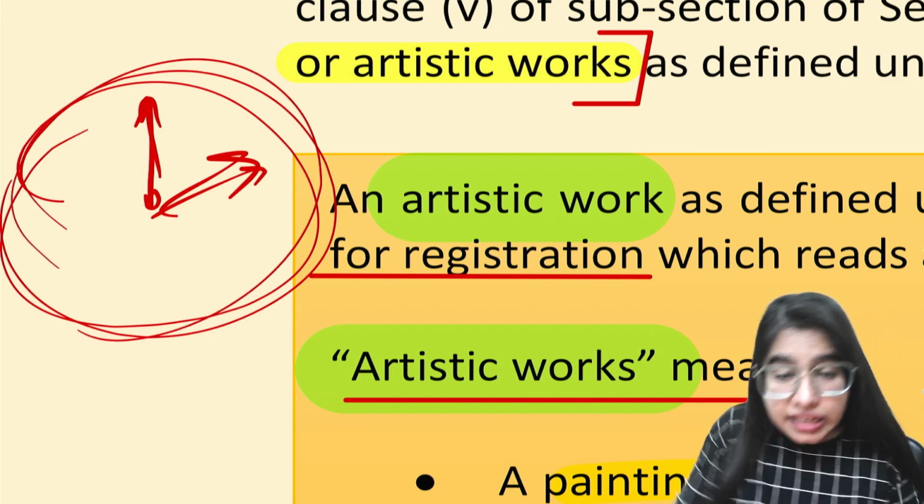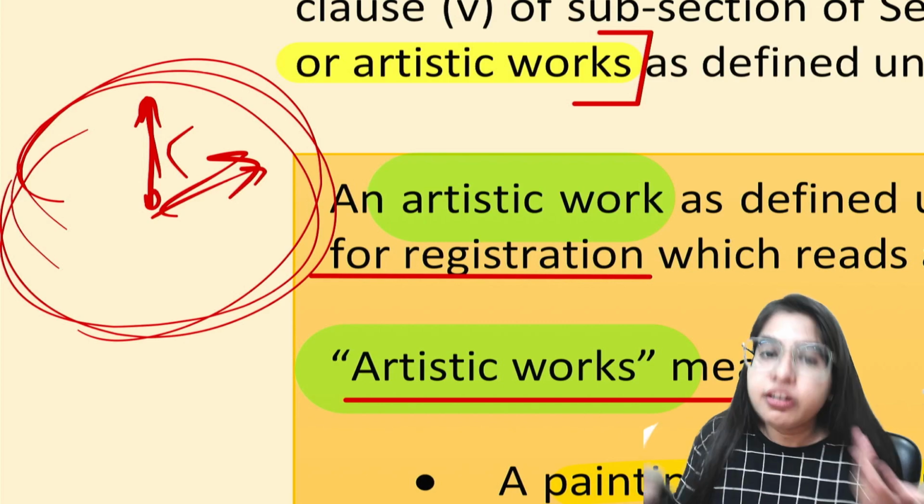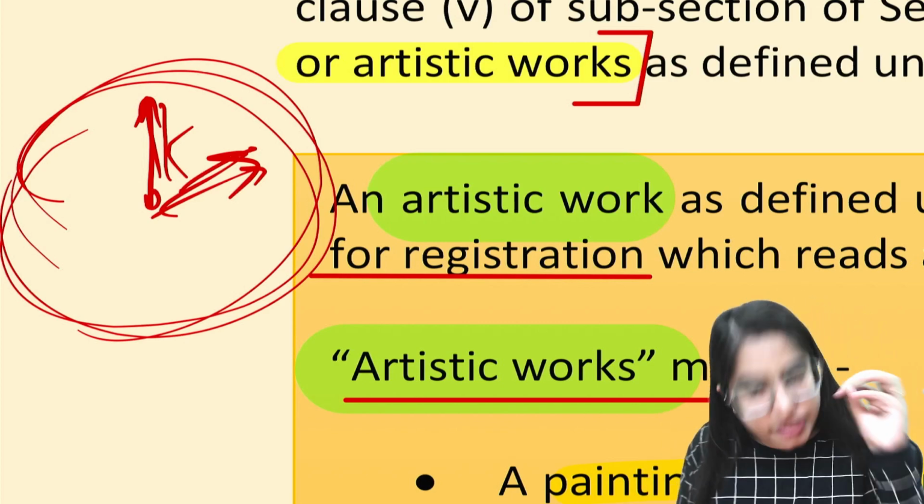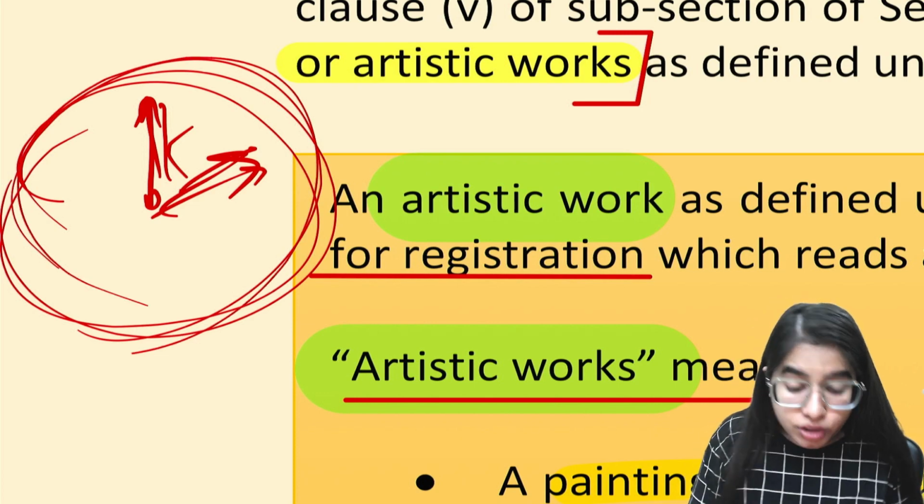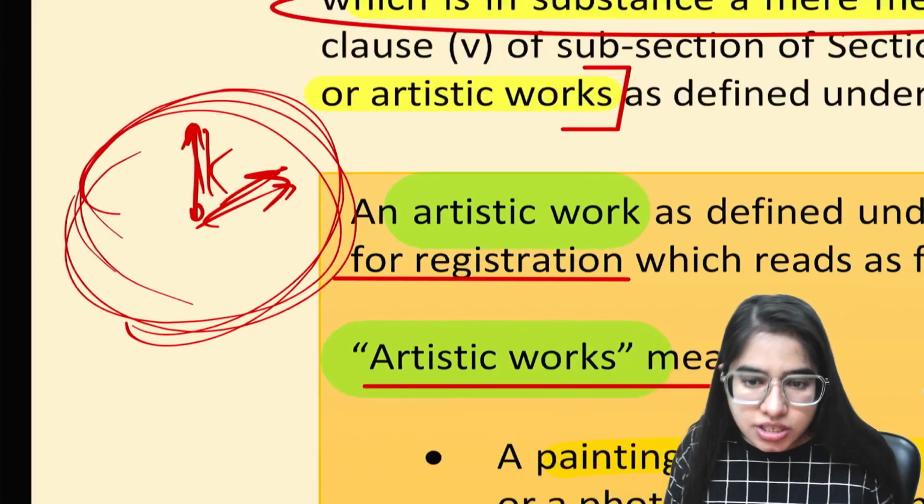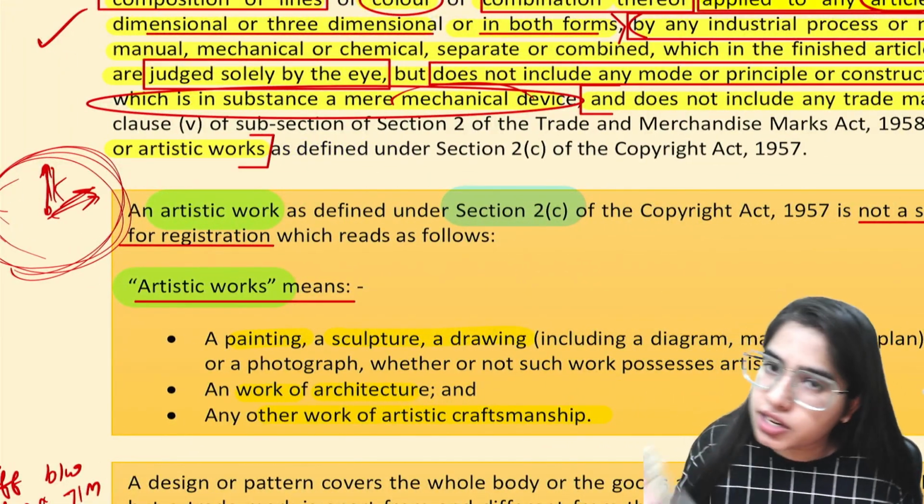This is a mere mechanical device. In a clock, two hands will be there, the hour hand and the minute hand. Now if you are making this hour hand and minute hand, you cannot get it as a design protection because this is necessary for the functionality of the clock. Everyone will make a clock like this only. So a mere mechanical device you cannot register as a design.